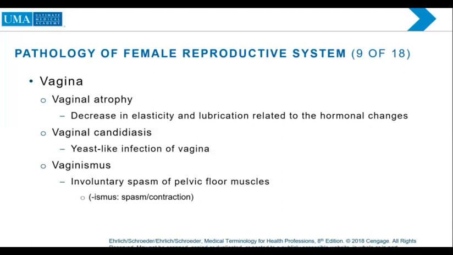Another condition associated with the vagina is vaginal atrophy. This is decrease in elasticity and lubrication related to hormonal changes. Vaginal candidiasis is yeast-like infection of the vagina. Vaginismus is involuntary spasm of the pelvic floor muscles. Ismus means spasm or contraction.